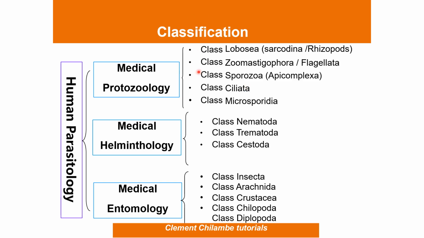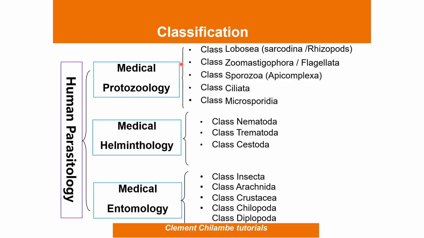So let's also talk about another classification. Let's now classify them in this way. This is human parasitology. Remember, we talked about the scope of human parasitology, medical parasitology itself. We also discussed medical entomology and arthropodology, where we said we have entomology for insects, and then we have arachnology for ticks and mites. So let's start with medical protozoology.